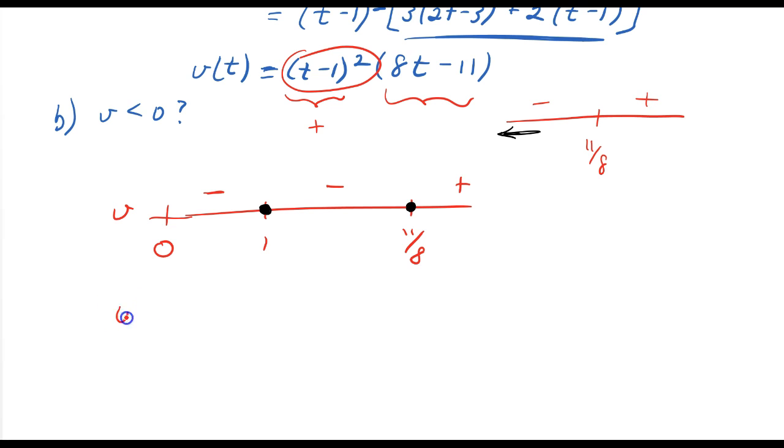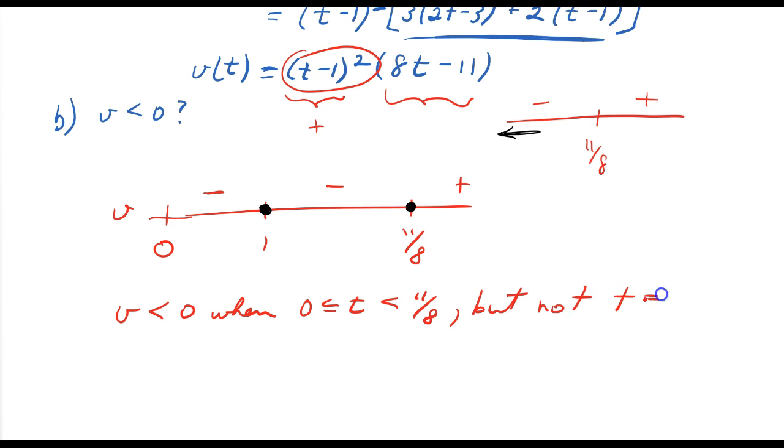So we can now say that the velocity is less than 0 when t is less than or equal to 11/8, but not t equals 1. Another way to say that would be as follows: but t not equal to 1, like that.